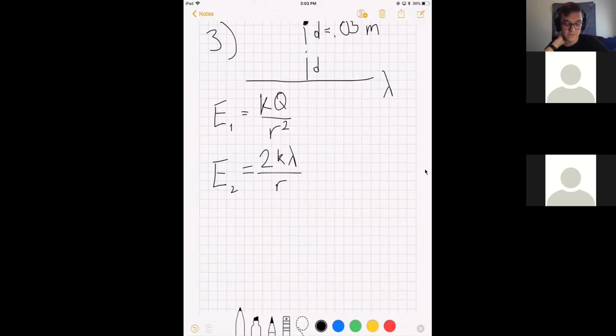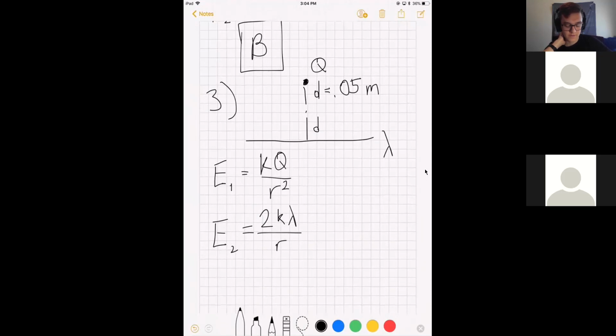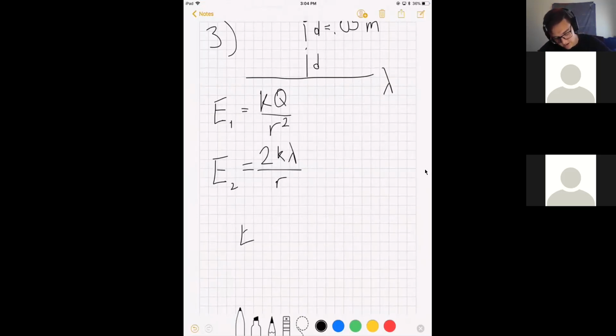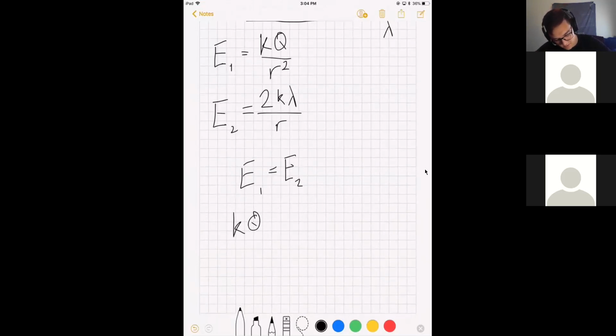Okay, and we know that the net E field is 0. If we assume lambda and Q are positive, the E field is going to point up due to the line charge and down due to the point charge. So really all we're looking for is when E1 is equal to E2. There's no minus signs or anything fancy with that. So E1 is equal to E2. That's the same thing as saying K times Q divided by R squared, but I'm not going to use R, because we labeled our distances as D.